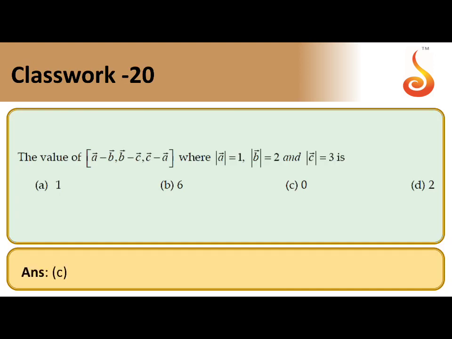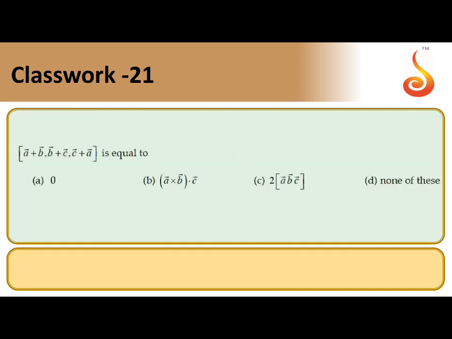Check the answer. Answer C is correct. The next question: they are given A plus B, B plus C, C plus A. What is the answer here? 2 times box ABC. Now we have the formula: A plus B, B plus C, C plus A equal to 2 times box ABC. That is the answer here.